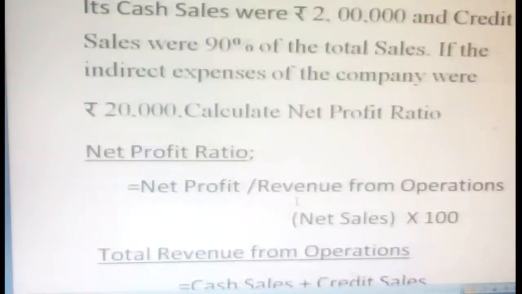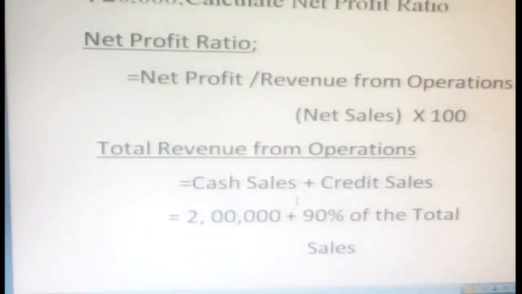So first, what's our formula? Net profit ratio is net profit divided by revenue from operations, nothing but our net sales, into 100. So what is our total revenue from operations? They're not given directly. That's what we're going to calculate now. Total revenue is nothing but cash sales plus credit sales. What is our cash sales? 2 lakhs, from the problem they gave. What's our credit sales? 90% of the total sales. That's what they gave.